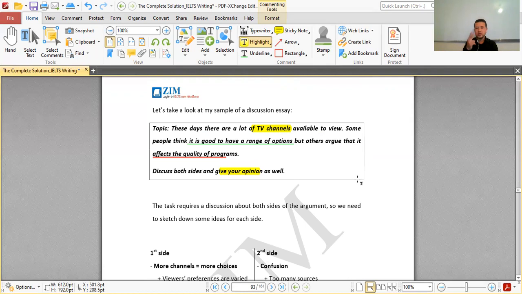And the next one is two kinds of argument. The first argument is that having lots of TV channels is good. The second argument is that having lots of channels is bad because it affects the quality of programs.